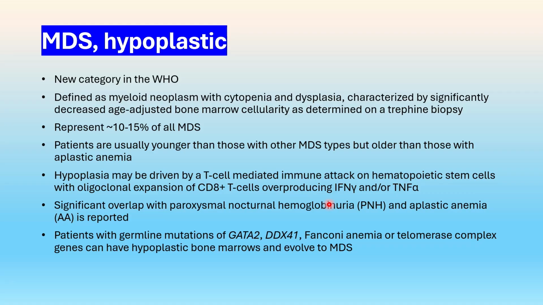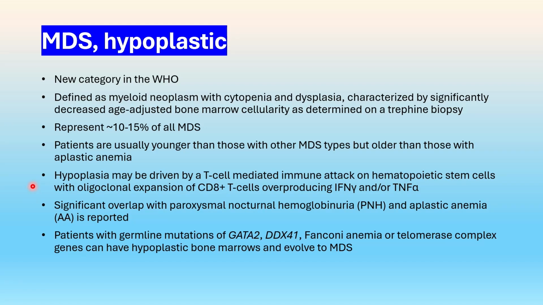So then I just have to mention this new entity in the WHO, hypoplastic MDS. They define this as a myeloid neoplasm with significantly decreased age-adjusted cellularity as determined on a trephine biopsy, which is good news for us who look at core biopsies as opposed to aspirates. For example, it's relatively common according to the WHO. The patients are usually younger than those with MDS, but older than those with aplastic anemia.